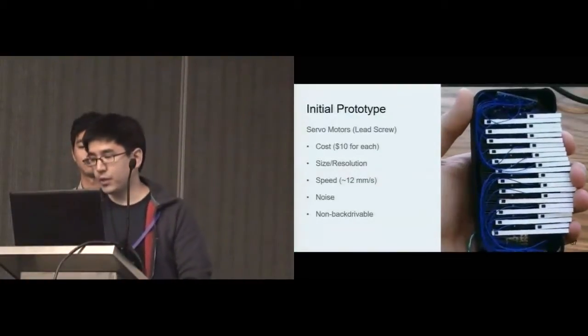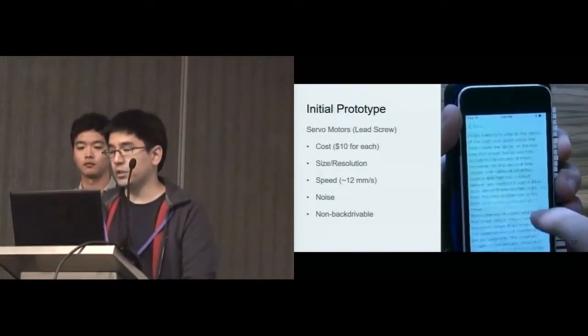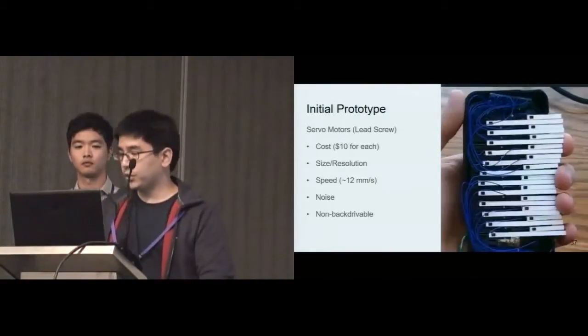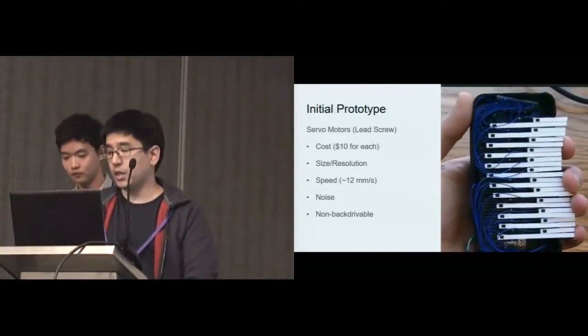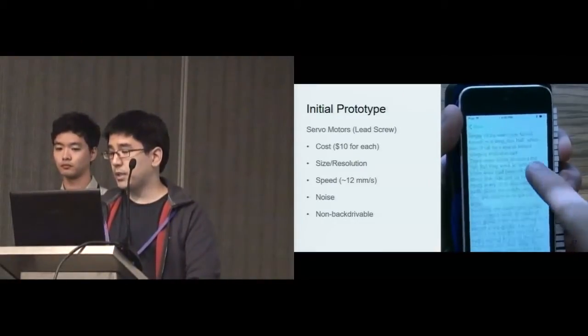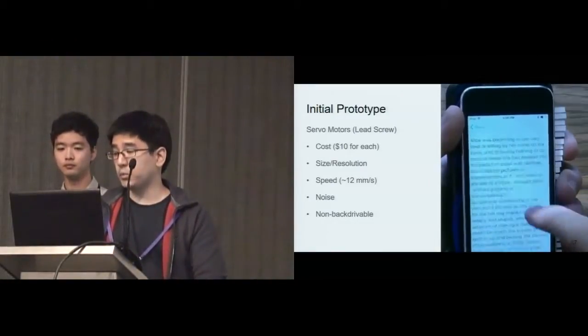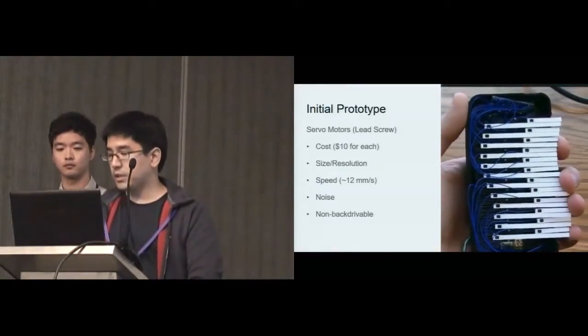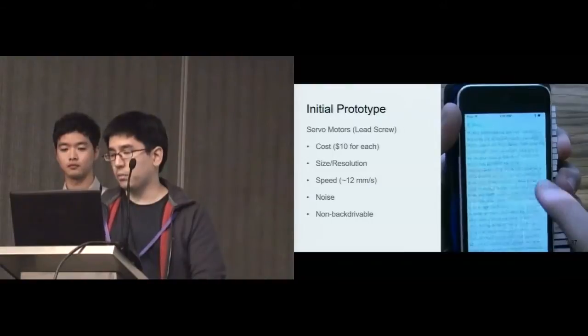Initially, we built a prototype that uses 24 servo motors using the lead screw mechanism, but there were several issues. This particular actuator costs about $10 each, and there is a limit on the resolution due to its large size. The speed is about 12 millimeters per second, which is pretty low to achieve fast movements, and the noise is loud. Also, it is non-backdrivable so the buttons are not pushable.